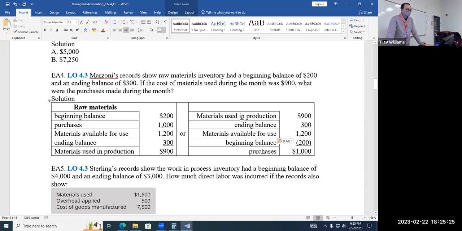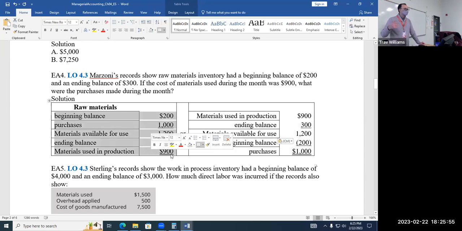Now here's a different version. Materials used in production were $900. We had 300 left over at the end of the period. That means we must have had a total of $1,200 available of materials. And if we started with $200 worth, we must have purchased 1,000. So the second version, we're not going to see quite as often. But again, this first version is going to be really useful. There will be times where you'll need to use that formula to figure something out.